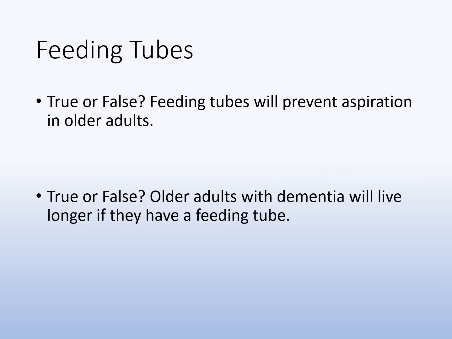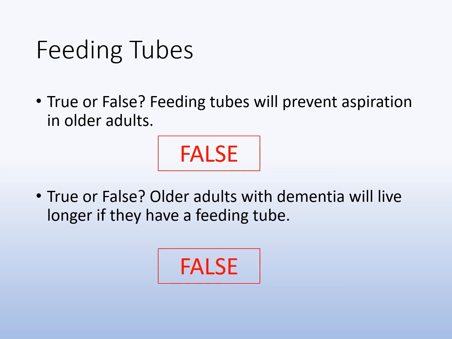Some other things about feeding tubes, true or false? Feeding tubes will prevent aspiration in older adults, and that is absolutely false. We do have a lot of patients who do have aspiration events and who have feeding tubes. And then the second question here, true or false? Older adults with dementia will live longer if they have a feeding tube, and that's false. We know from all of the documentation, all the literature, that feeding tubes don't extend life, and they also don't improve the quality of life either.